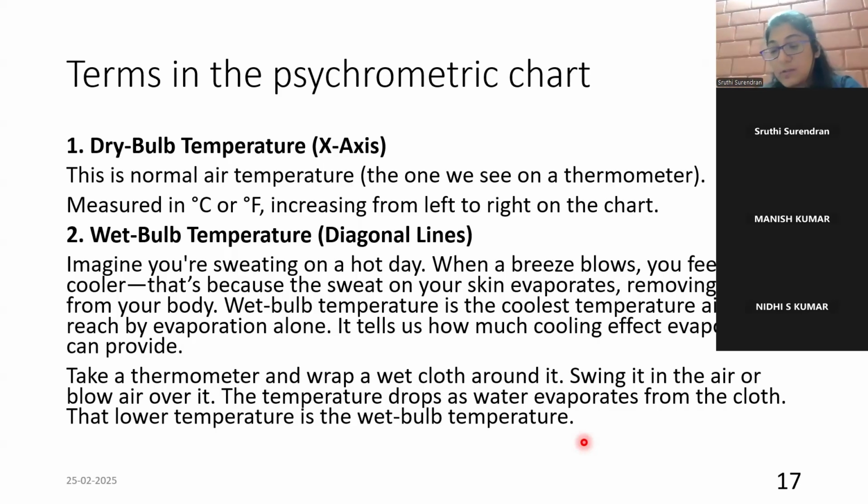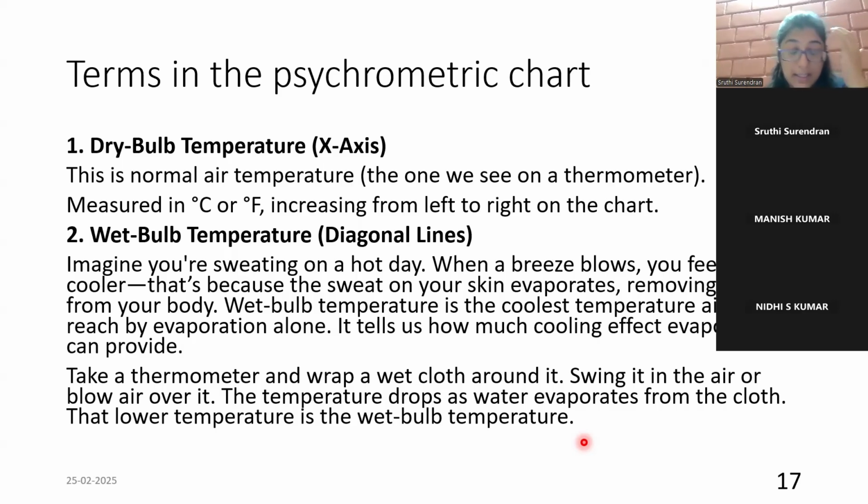So the temperature which is a bit high, when this evaporation of water because of this blow of wind occurs, will remove the heat and reduce the temperature a bit. This lowest temperature, the cooling temperature it reaches, is called the wet bulb temperature. So whatever temperature reduction is happening as a result of the evaporation is called the wet bulb temperature.